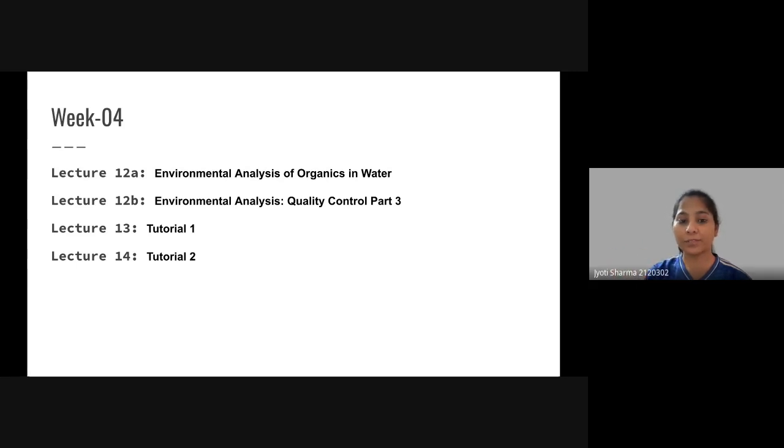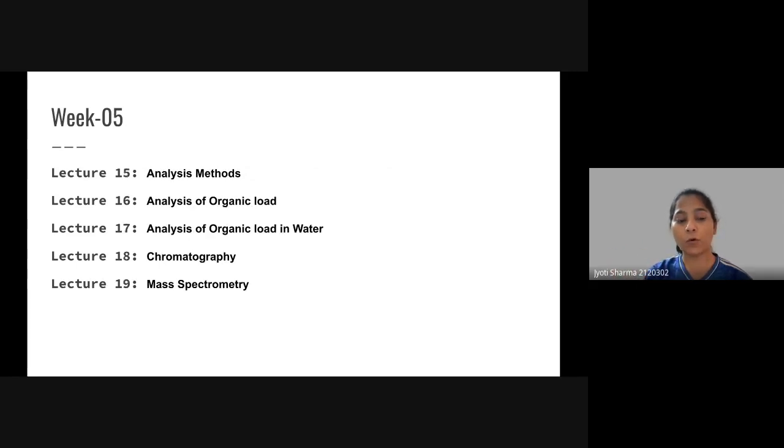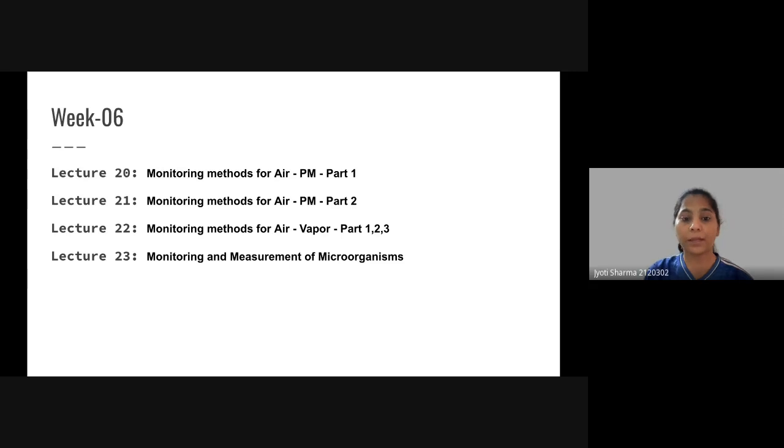So we learned about this. So this was in week 4. In week 5, again we learned about organic load in water, but we started to learn about some techniques, for example chromatography and mass spectrometry. In chromatography we can separate chemicals, but in mass spectrometry we can try to identify what chemical it is. So we learned about chromatography and mass spectrometry also.